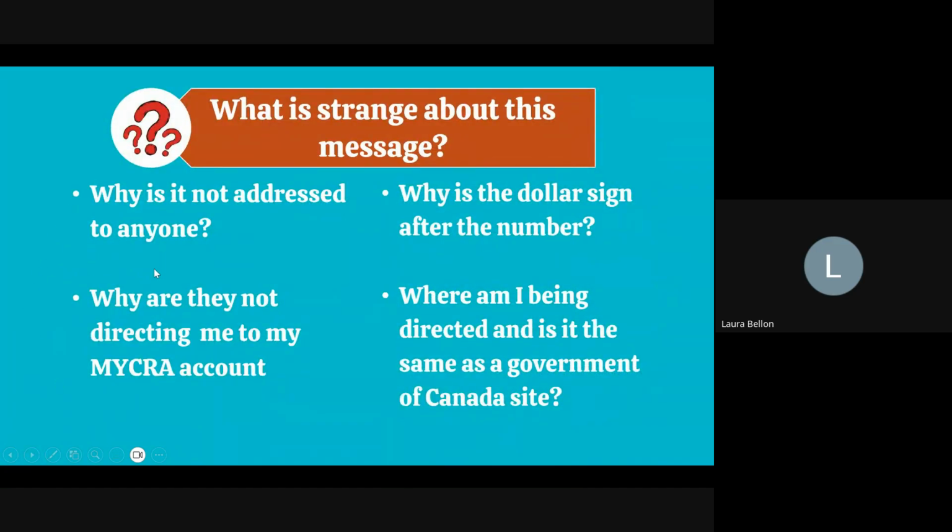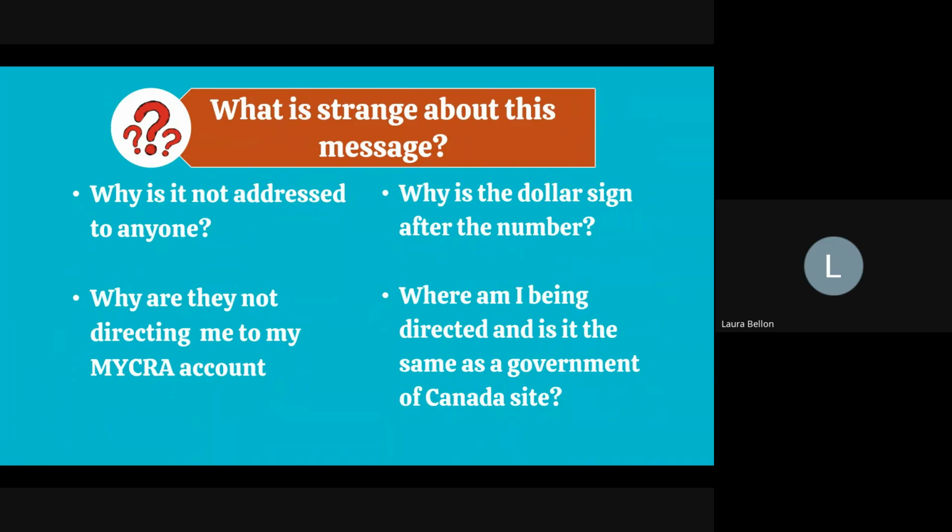Okay, so if we go back, these are the things that are present. If it is from the CRA, it would have your name and information known to you. It should be where you go into your My CRA account by yourself, not through a link. There's a $ after the number. That's a good telltale sign. In Canada, we usually start the number with the $, not afterwards. And it's directing you not to the Canada government site.